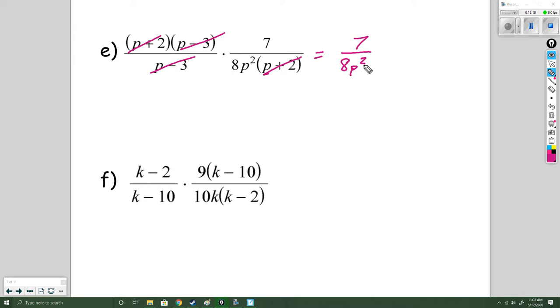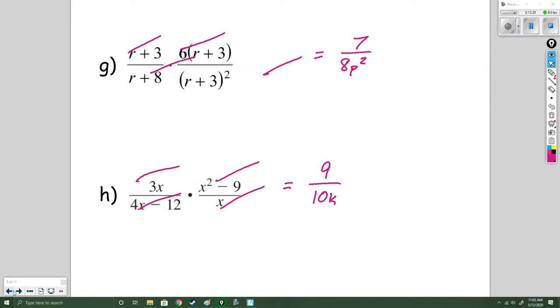If we take a look at F, it's the same thing. To get rid of k minus 2, we need a k minus 2. So also the k minus 10s will cancel out, and we're just going to have 9 on 10k. Pretty simple there. Might look a little bit more intimidating, but it's not too bad. All right, let's move on.